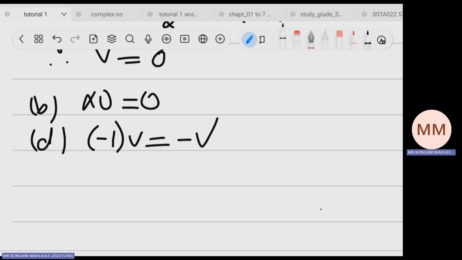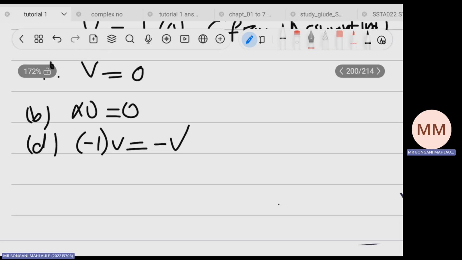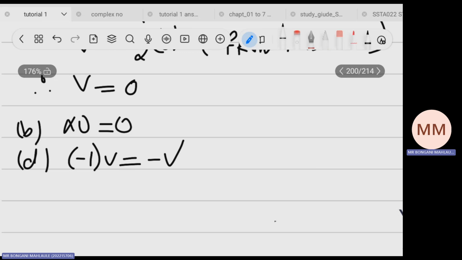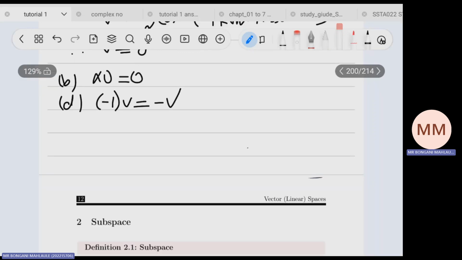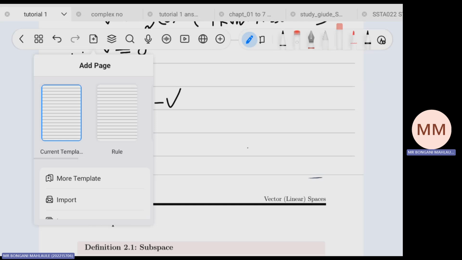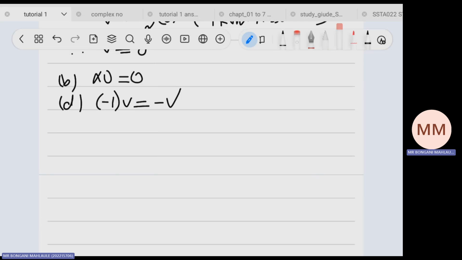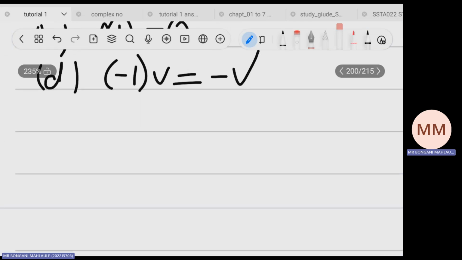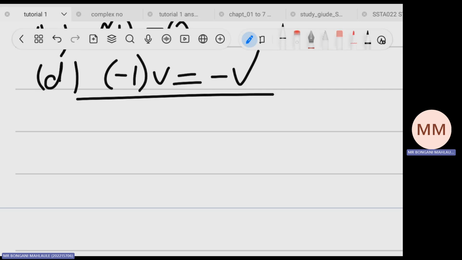Let me try to do at least one of these because they can bring them in. So let's try to show letter D. I want to prove this one.